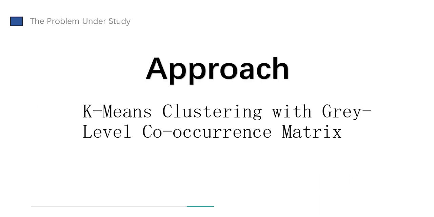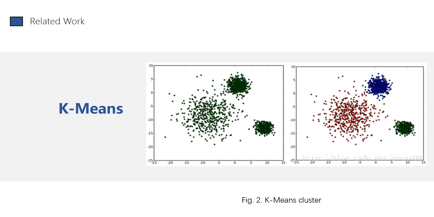Approach. In this project, I will use k-means clustering with grid-level co-occurrence matrix. K-means looks for a fixed number of clusters in a dataset. A cluster refers to a collection of data points aggregated together because of certain similarities. You will define a target number k, which refers to the number of centroids you need in the dataset. A centroid is the imaginary or real location representing the center of the cluster.